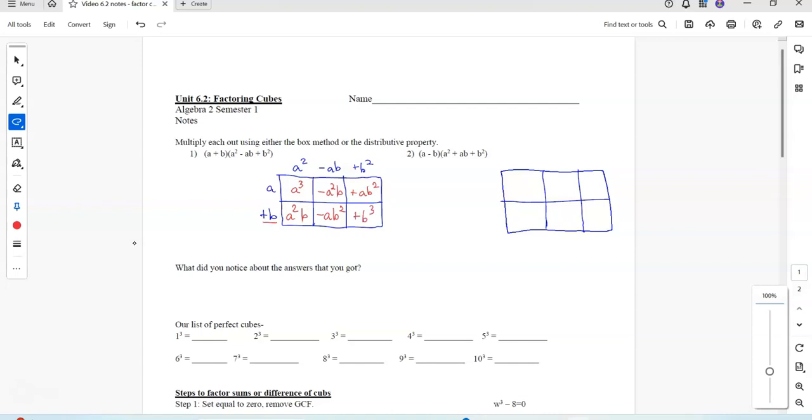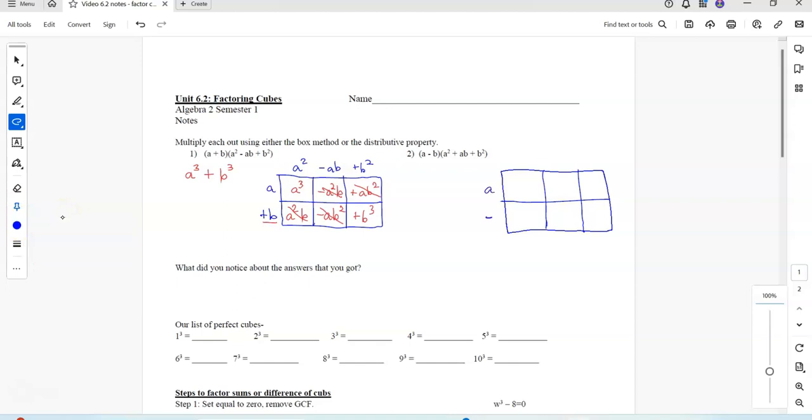So let's see what we notice here. I notice that my first term is just a cubed. Then I notice I've got some canceling a squared b's and some canceling ab squareds. So those are all gone, leaving me with just plus b cubed. Okay, all right, let's see what happens when we do the other one.